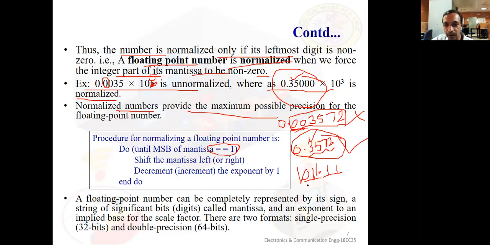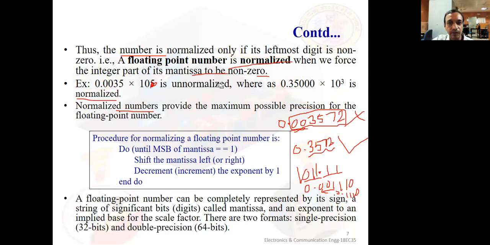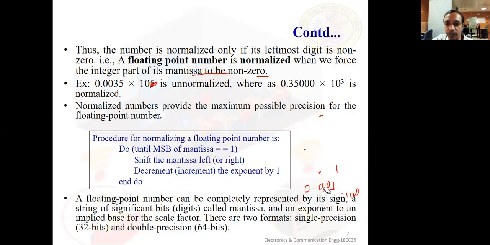So for example, 0.001110 is unnormalized. If I move this to the left and make it 0.1110, then it is normalized. Appropriately, I'll modify the exponent for that. So normalization is one of the very important considerations to be taken when we are discussing floating point numbers.